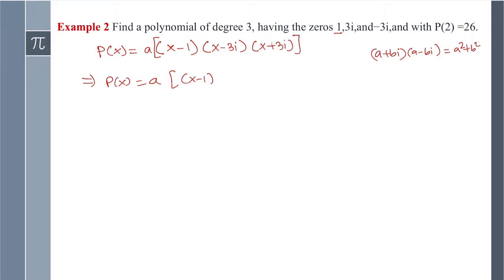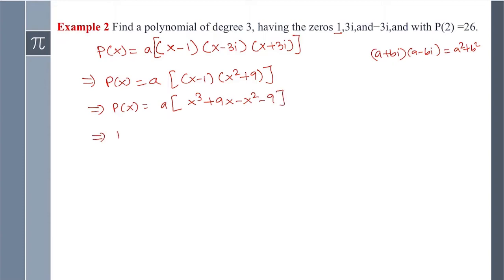So same thing here, x minus 3i times x plus 3i is just x squared plus 9. Now we can go ahead and multiply those two factors. That gives us a times, so x times x squared is x cubed, then x times 9 is plus 9x, minus x squared and minus 9.